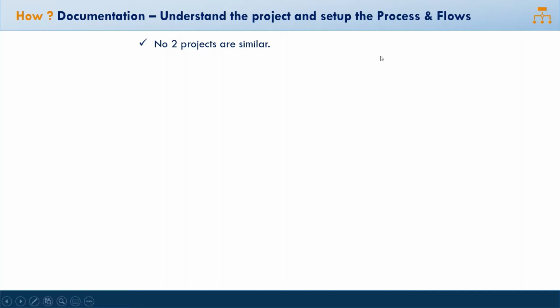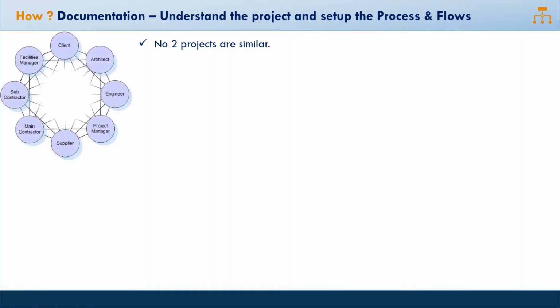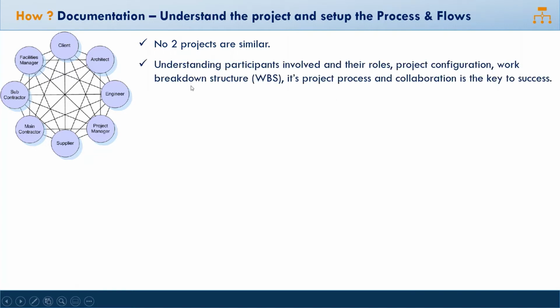It's the way our industry works. We can say that no two projects are similar. The working style, the project configuration, the project scope of work involved is different from project to project. Understanding the flow of records and documents and communication and collaboration becomes a very integral part of the process of setting up a document management process. So it's very important to understand the participants and their roles.